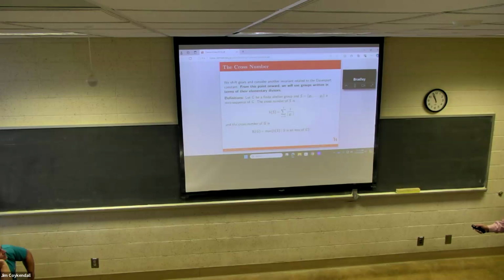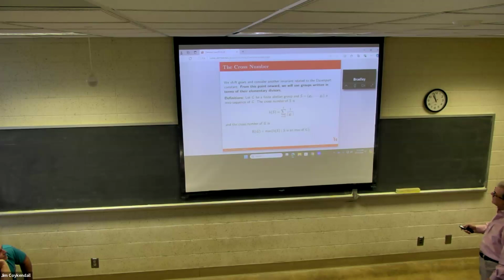Because its applications are so deep, it's kind of like what came first, the chicken or the egg? I would have never thought to look at this function, but here it is. Let's look at the sum of 1 over the orders of all the elements in the zero sequence. This is called the cross number of the sequence. And I can again go into the minimal zero sequences, which is a finite set. Look at all the cross numbers, and let's find the biggest one. I'm going to call that big K of G, and that's what we call the cross number of the group G.